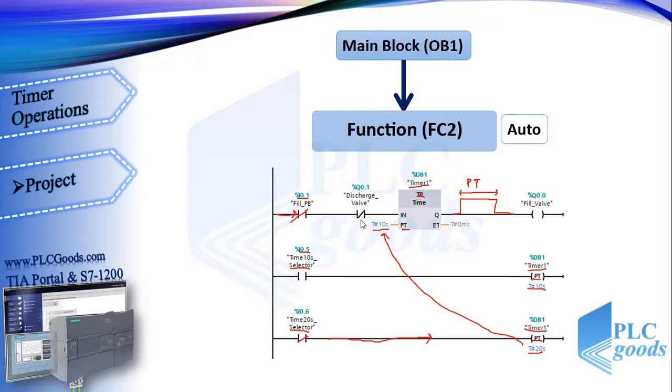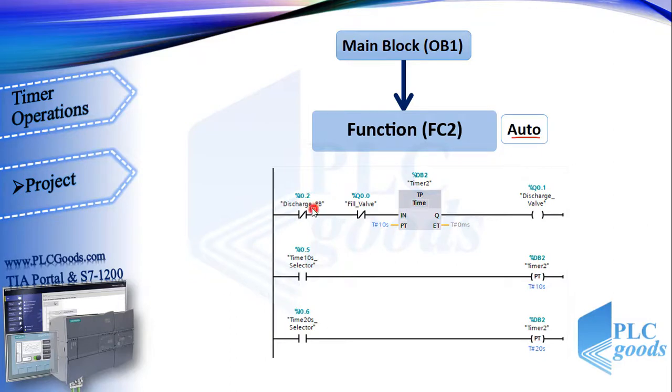Like the previous function, here I insert a normally closed contact of the discharge valve before the pulse timer and fill valve contact. Alright, this program turns on the fill valve in auto mode. As you see, we need a similar program for the discharge valve with another pulse timer. Pay attention, here a normally closed contact is used, because the discharge push button is normally closed.